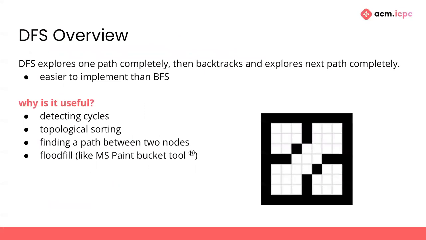Okay, so next we'll go over the other algorithm, which is DFS. Unlike BFS, which goes through nodes layer by layer, DFS will explore one path completely, then backtrack and explore the next path completely. So think of the name, depth first search. Depth is like how deep it is, right? So in a graph, you want to go as deep as possible before moving on to the next path.